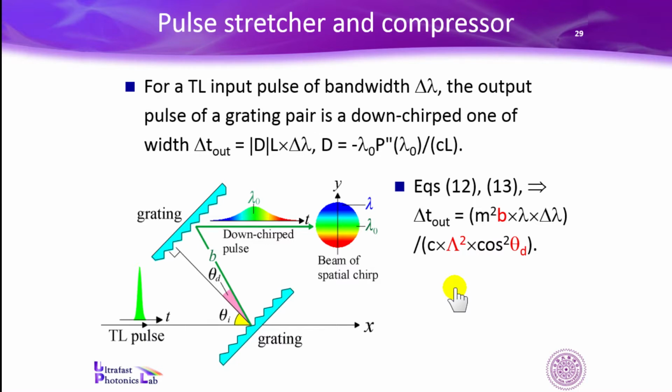Okay, so let me ask you a simple question. If I want to use the grating pair to stretch the pulse, maybe from say 10 femtosecond to 100 picosecond, so it's a factor of 10,000, what's the problem you will encounter if you want to use this grating pair for that purpose? If you want to stretch your pulse by 10,000 times.